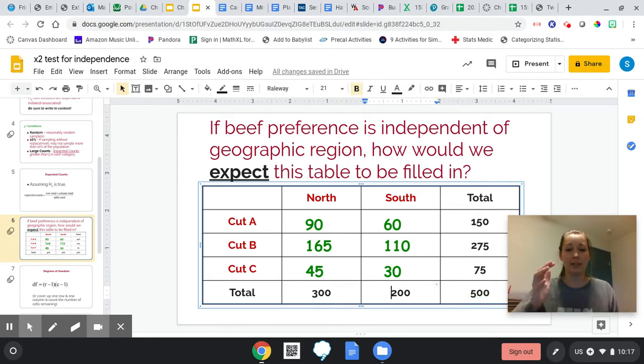So if you want to pause the video and make sure that you know how to do this and you can calculate these for these numbers here and make sure that they match mine, that way you'll know how to do it for yours, then that might be a good idea here.